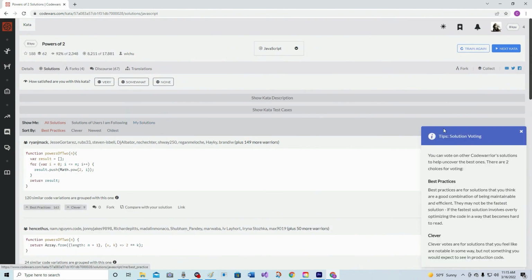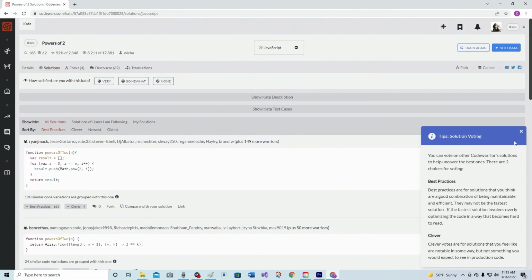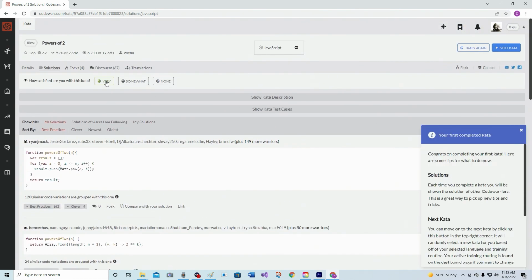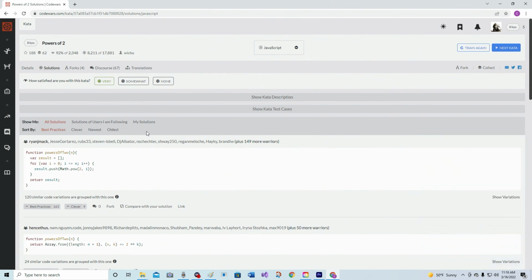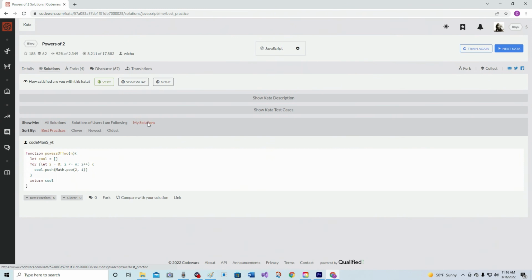All right. Let's go to My Solutions. What's this? Solutions voting. Best practice. Clever. Well, I already knew that. I like the kata. Solutions. Next kata. Okay. My Solutions. Let's see. I'm the only one, naturally. Best practice, naturally. All right.